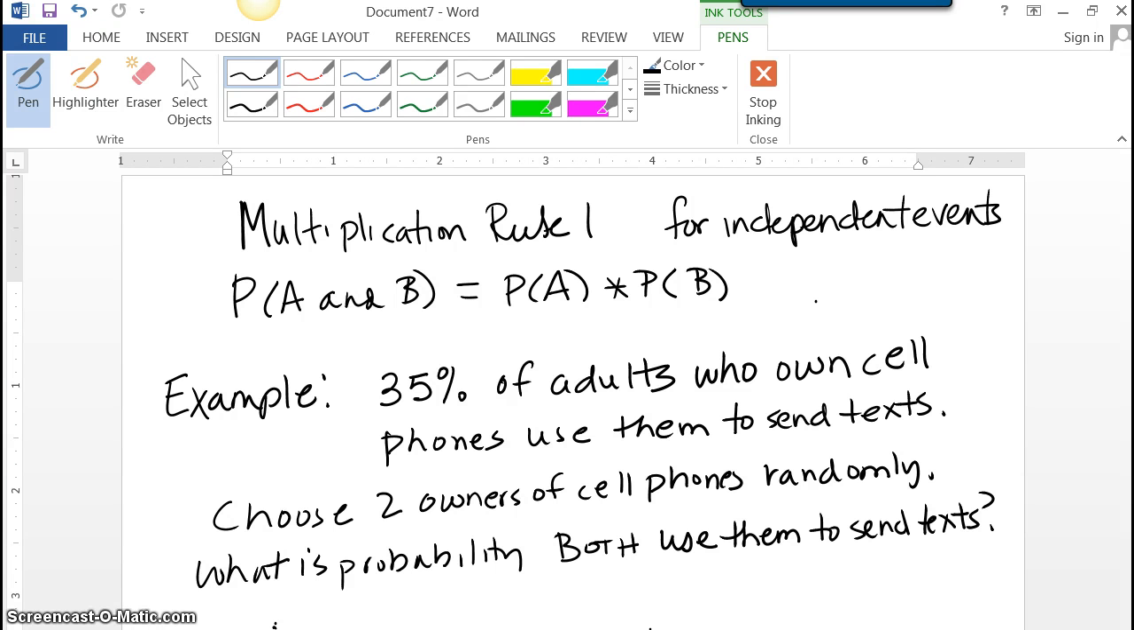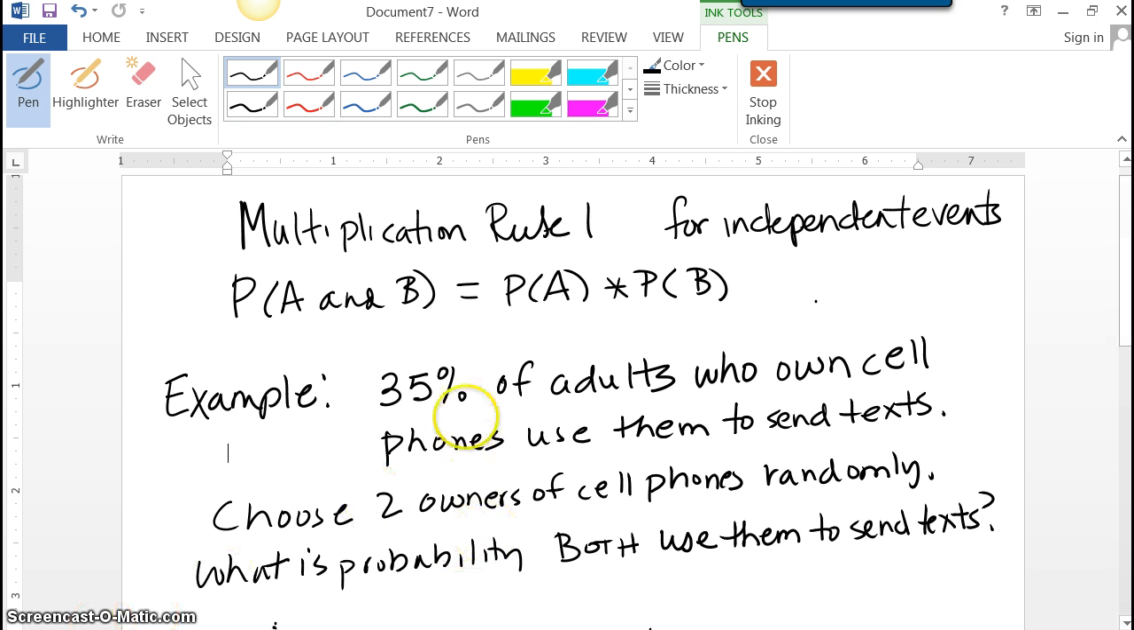This video is going to demonstrate two probability rules, multiplication rule 1 and multiplication rule 2. Multiplication rule 1 is for independent events. Events that are independent are events that when one happens, they do not affect the probability of the other one happening. So here's an example.